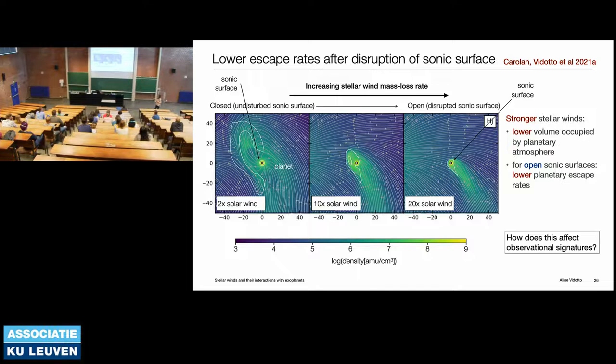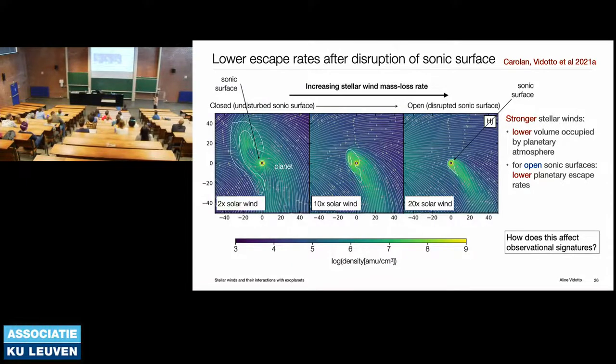Now you see that as we increase the mass loss rate of the stellar wind, this initial circularly symmetric surface is actually being disrupted. And what we realized is that the stronger the stellar wind is, first of all, very obvious here by the colors, the atmosphere of the planet occupies a smaller volume. And the second thing we notice is that once the surface becomes what we call here undisturbed to open, or disrupted, once the surface opens up, the escape rate of the planet actually goes down.